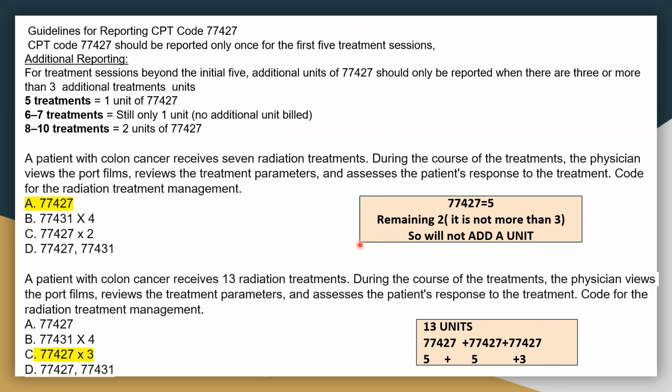Now take the same example, but instead of 7 radiations, we are counting 13 radiations. So what units of 77427 will I require? I will require 3 units. Why? 13 is 5 plus 5 plus 3. Right? So for the first 5, I will require 1 unit. Then for the second 5, I will require 1 unit, and the third is 3 because it is 13, and when it is 3 or more than 3, I will have to add 1 more unit. So my answer will be 77427 into 3.